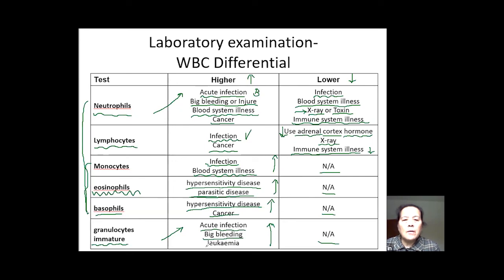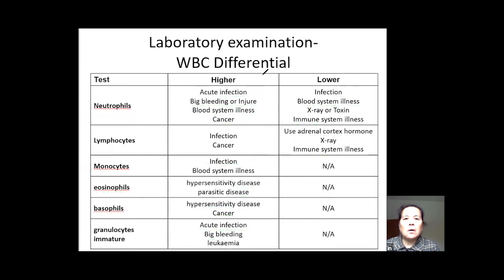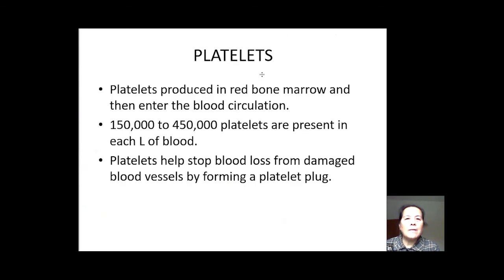And also that's a blood system kind of illness. When it happens, still some immature white blood cells can be released into the blood circulation. So that's about our white blood cell part. Then we go to the platelets part.